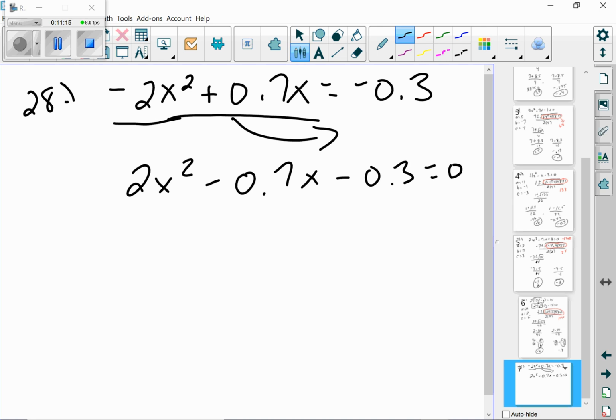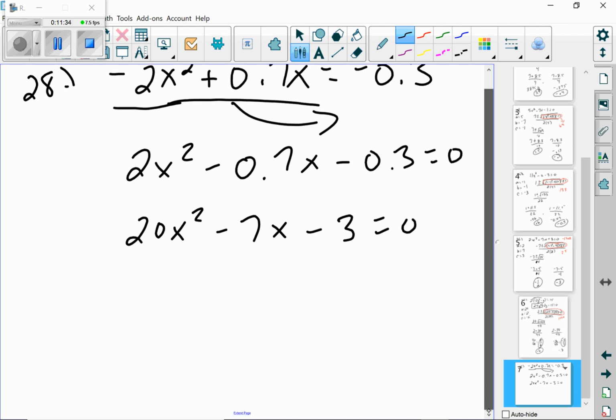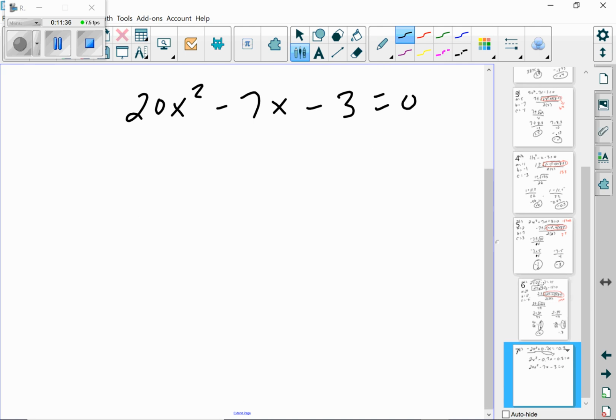Okay. The next thing that I'm going to do is multiply everything here by 10 to lose the decimal, so I don't have to put in so much stuff in my calculator. So I'm going to go 20x squared minus 7x minus 3 equals 0. A lot of y'all are probably saying at this point you wish you would have done it that way, because it wouldn't have been so hard in the calculator, I think. So the a on this one now becomes 20. B equals negative 7. C equals negative 3.